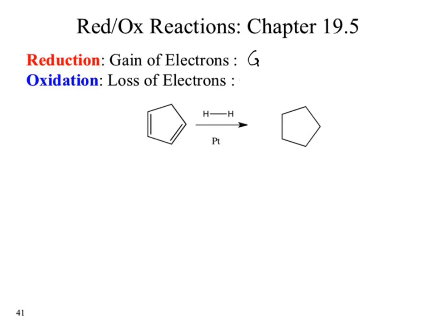Gain of electrons begins with GER, and loss of electrons is LEO. Yeah, Leo goes first. Leo goes GER. Okay, so I apologize for that typo on that slide. I have no idea how I goofed that. Okay. So that's what you should have remembered from Gen Chem on tying oxidation and reduction.